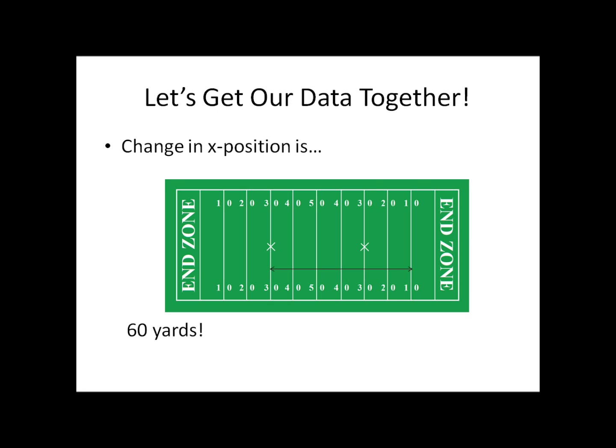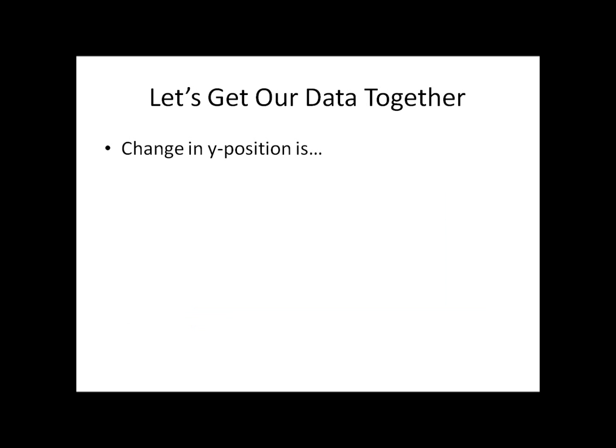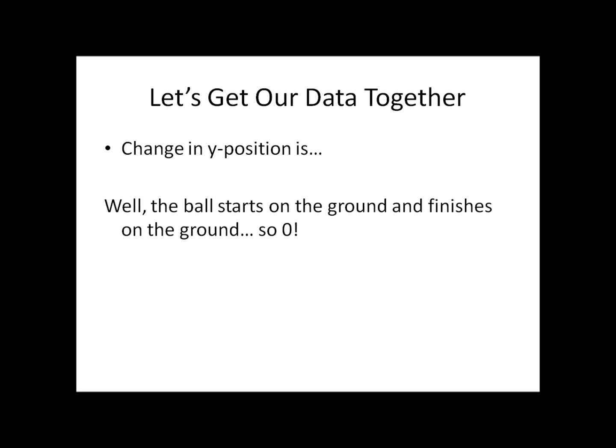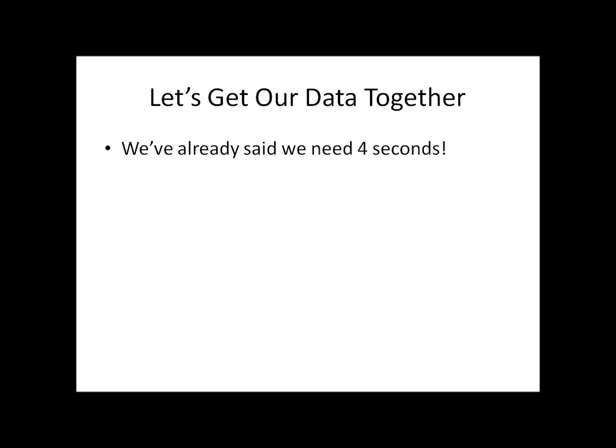The change in the X position. We kick the ball off from our 30-yard line, and we want to put it on their 10. That's a change in 60 yards. We need to move the ball 60 yards up the field. What about the Y position? Well, it's going to start on the ground. It's going to finish on the ground. So 0. Yeah, it's going to go in the air, but it doesn't matter. We only care about where it starts and where it finishes. And it's going to start on the ground and finish on the ground.